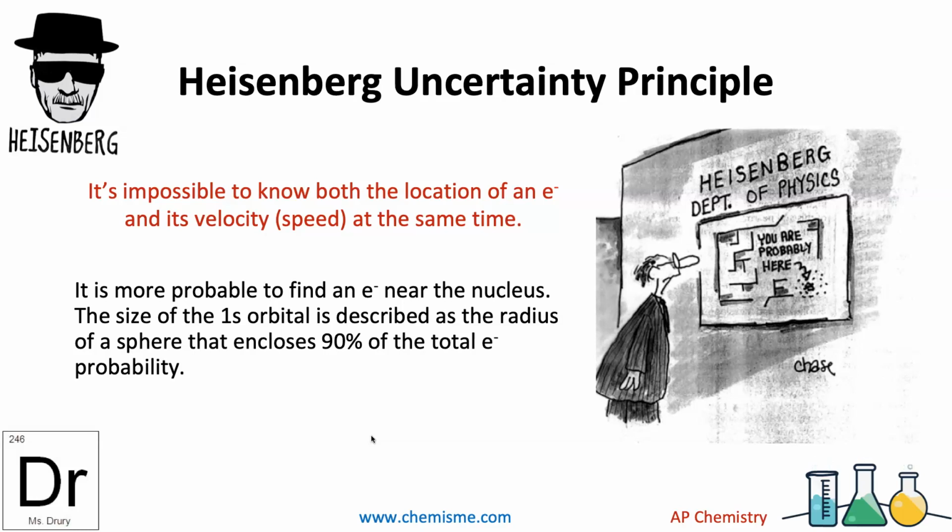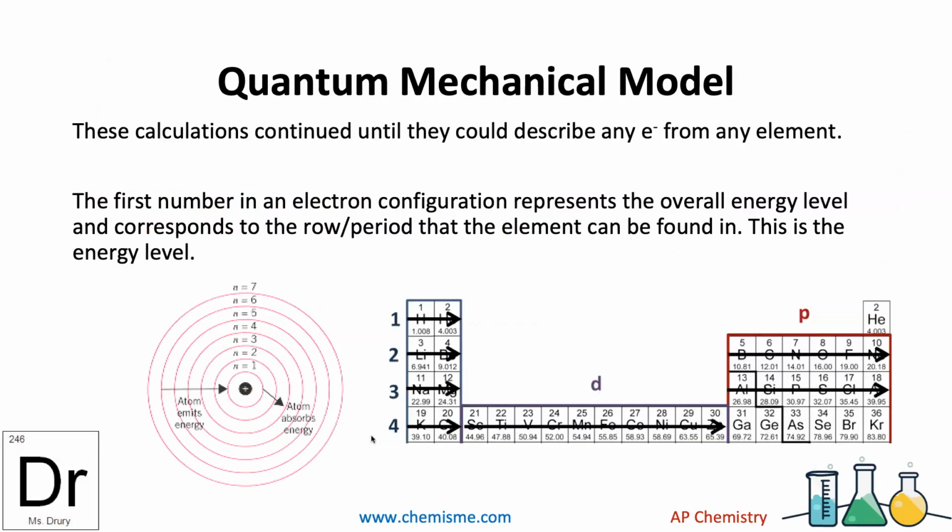So the electron is more probably found near the nucleus, and the size of the 1s orbital that we just showed you a picture of describes the radius of a sphere, in 3 dimensions, that encloses 90% of the total electron probability, where you think you're going to find the electrons most of the time.